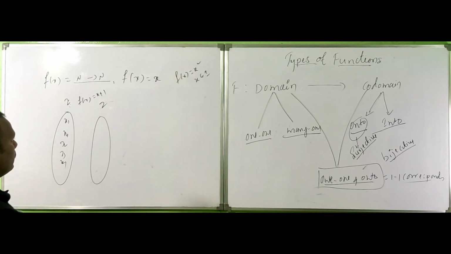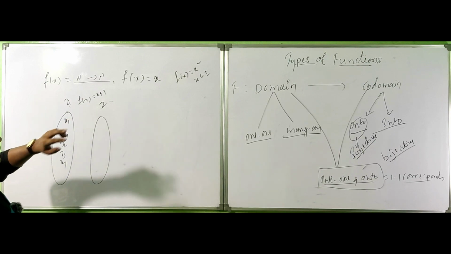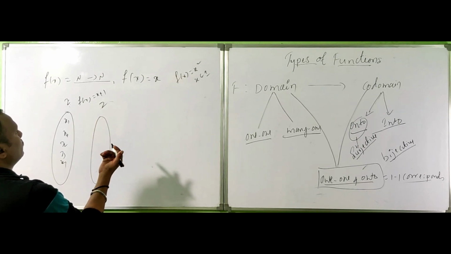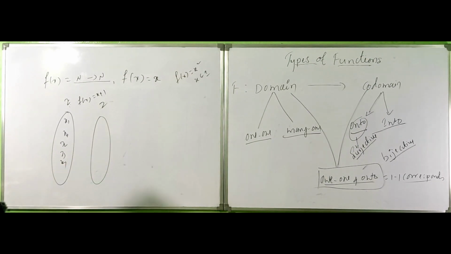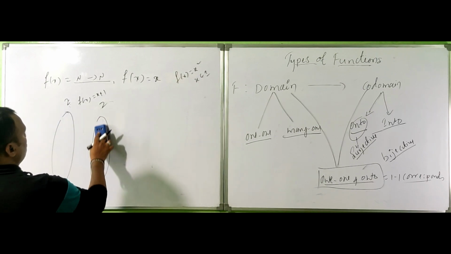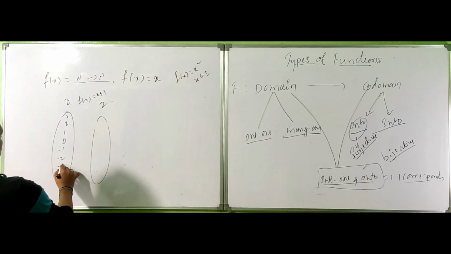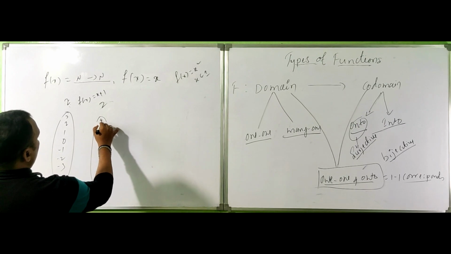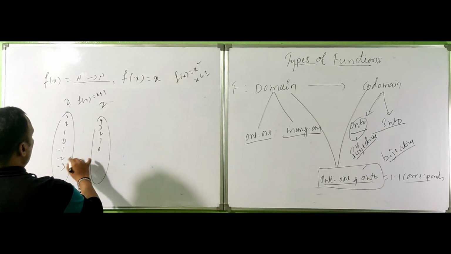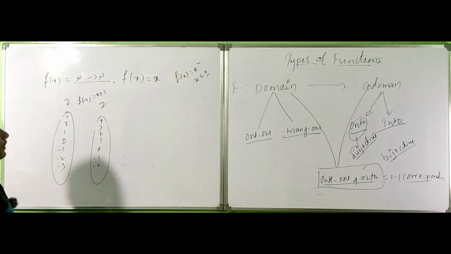See, for all values: for 0 we get 1, 1 becomes 2, minus 1 becomes 0. Yes, we have all the elements placed. Let's add some values, y1, y2: 0, 1, 2, 3, minus 1, minus 2, minus 3. For 3 we get 4, for 2 we get 3, for 1 we get 2, for 0 we get 1, for minus 1 we get 0, for minus 2 we get minus 1.